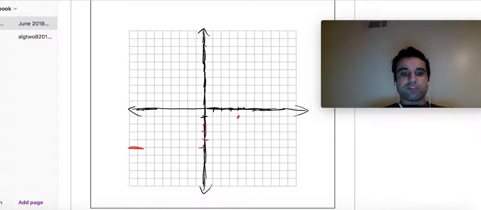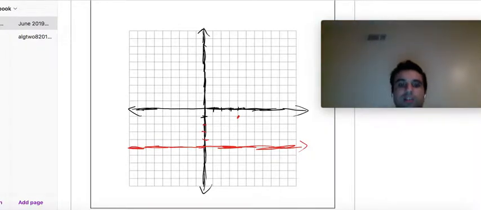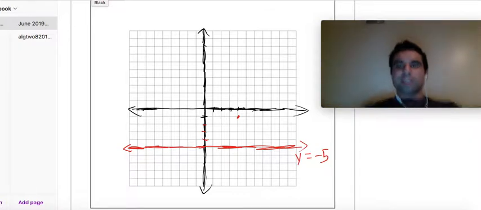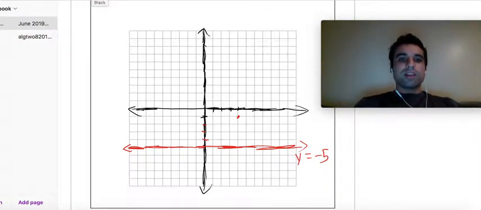This is our directrix. I don't even need to draw the whole thing. I'm using red so it doesn't get confused with the x-axis. And this is our directrix, y equals -5. So our parabola, remember, the parabola is the set of all points that is equidistant, meaning equal distance, from the focus and the directrix.